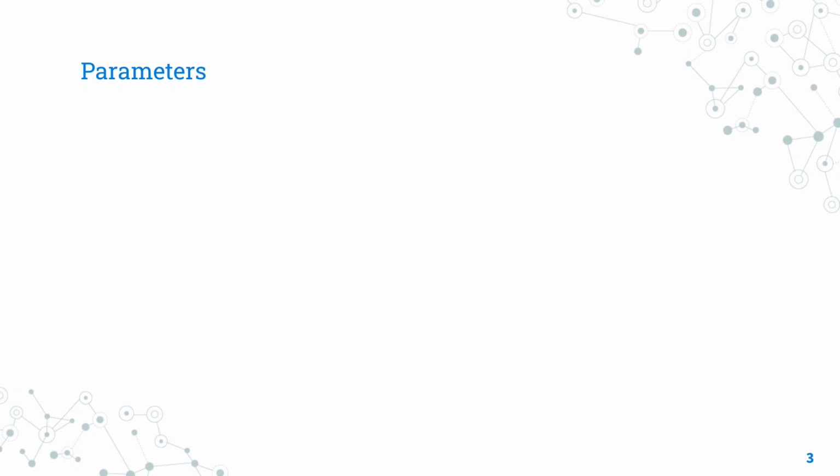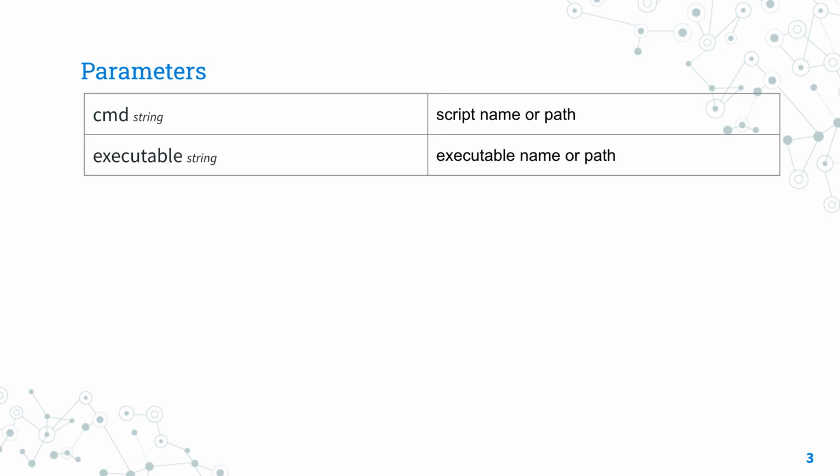Parameters. Let me summarize the main parameters of the module script. This module doesn't have any required parameters, but some options become necessary in this use case. The cmd parameter specifies the script name or path. The executable parameter specifies the interpreter name or path.